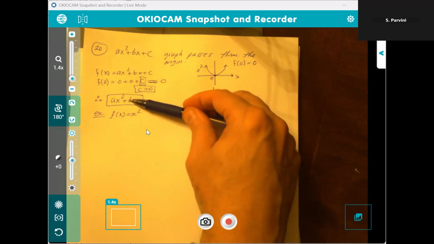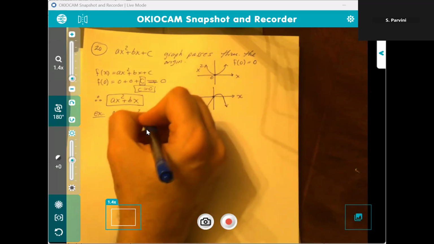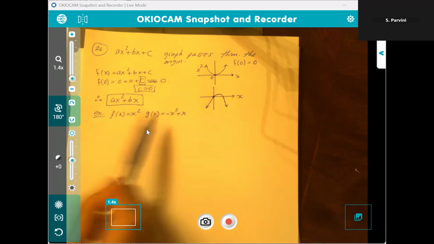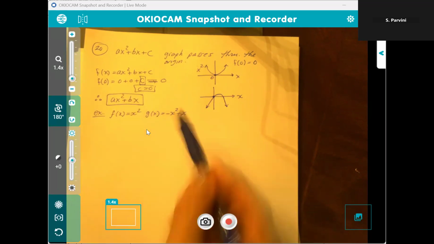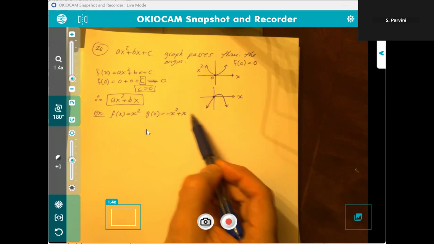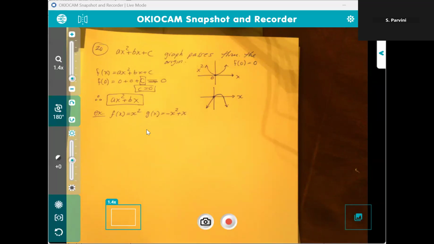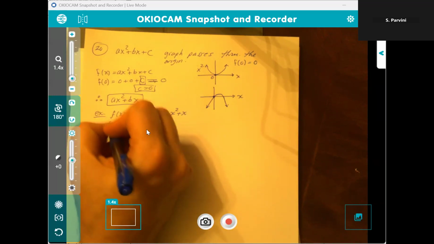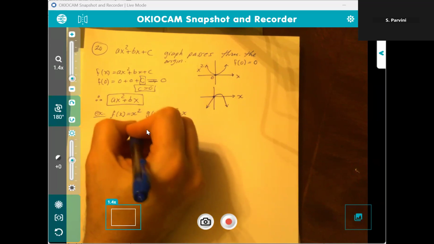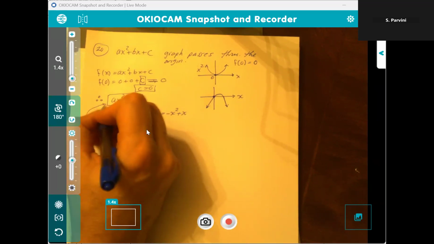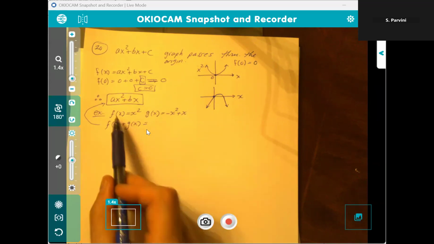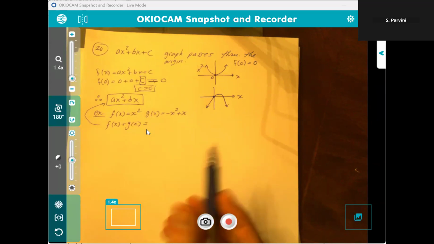a is 1. And just to be different, let me make my g of x be negative x squared plus x. See, now it's in the same form, ax squared plus bx. I don't have a constant. So if I add a constant, that's not going to go through 0. Now, is this closed under addition? Do we have closure? That means f of x plus g of x has to look like this, right? If they look like that, then we say that the set is closed under addition. And what do I get when I add f of x and g of x?